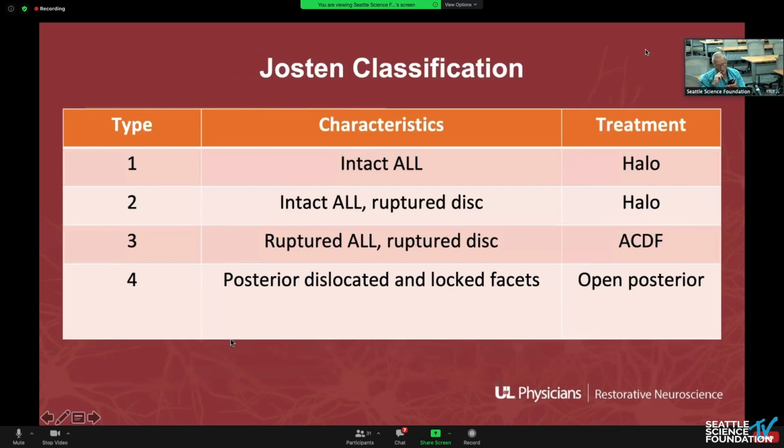The Justin classification, as I mentioned, was proposed in 1999, and in the type 1, there is an intact ALL. The type 2 has an intact ALL with a ruptured disc, and then in the type 3, the ALL is ruptured, and in the type 4, you have the locking of the facets. And in the recommendation, they proposed these treatments listed here as plausible for the different types.